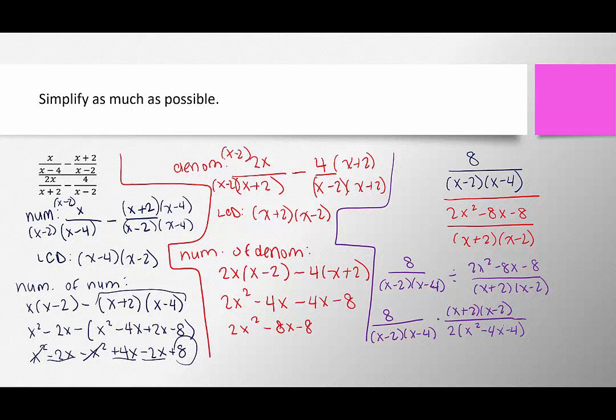Now we're ready to look for common factors between the numerator and denominator. I found a pair of x minus 2's, and 8 and 2 are both divisible by 2, so I can simplify those factors. And that's it. So what do we have left? We have 4 times x plus 2 in the numerator. And in the denominator, let's see if I can squeeze this all in. We have x minus 4 times x squared minus 4x minus 4. Just barely squeezed it in. A lot of 2's and 4's here, but nothing else can be simplified.